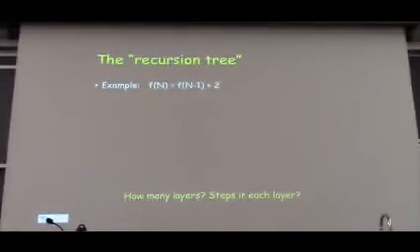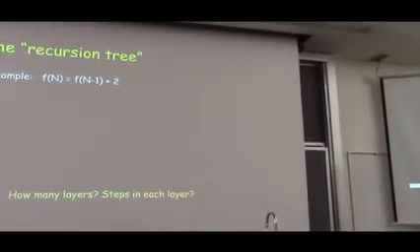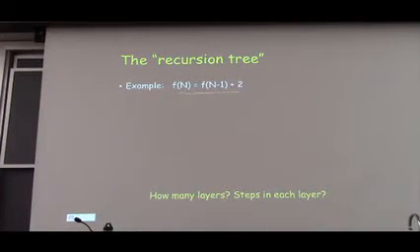Let's take this very simple recurrence relation: f of n equals f of n minus 1 plus 2. And we'll introduce this notion of what's called a recursion tree. This is generally a good notion to keep in mind when you're dealing with recursive algorithms. If you want to analyze the running time of some recursive algorithm, you try to keep track of this recursion tree. So what is this? Let's do this simple example: f of n equals f of n minus 1 plus 2.